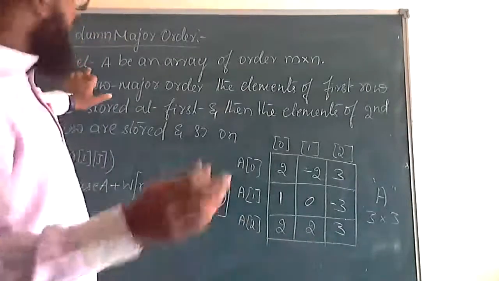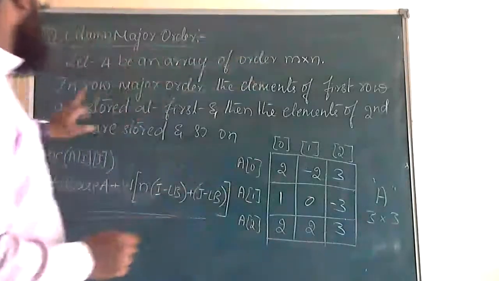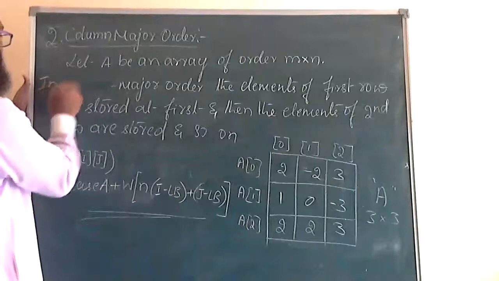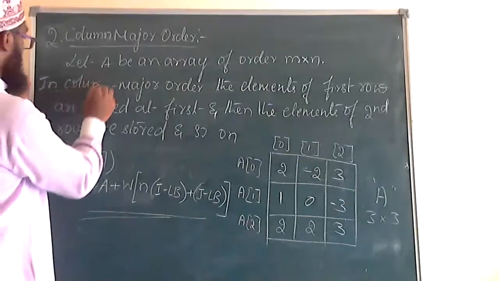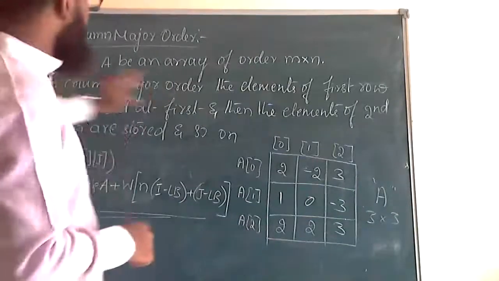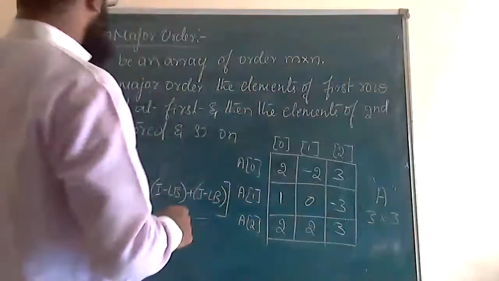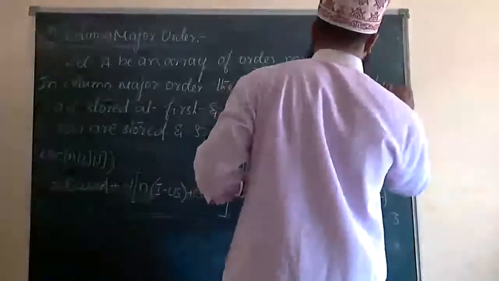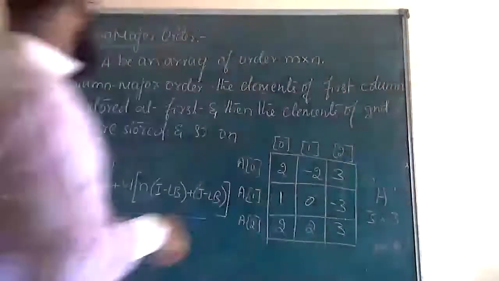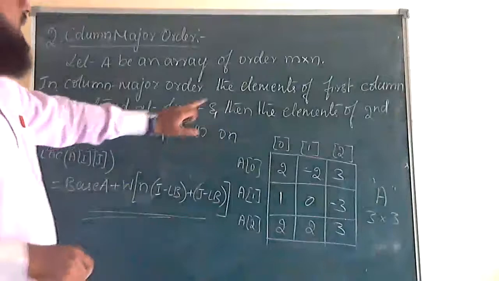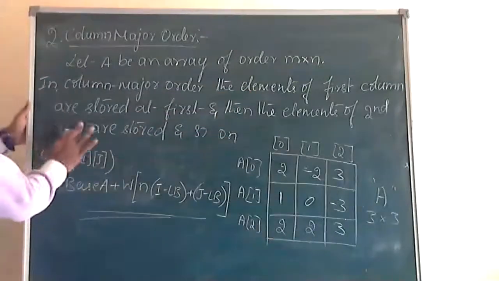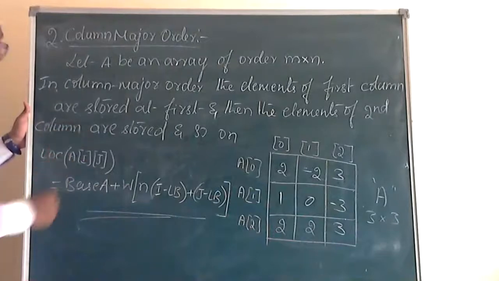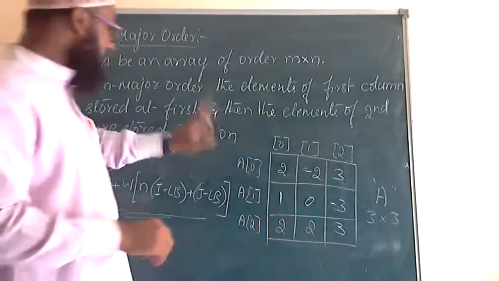Here, the same thing. Let A be an array of order m into n in column major order. In column major order, the elements of the first column are stored first, and then the elements of the second column are stored, and so on.